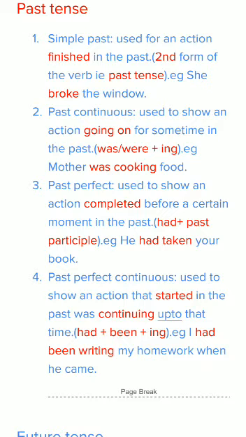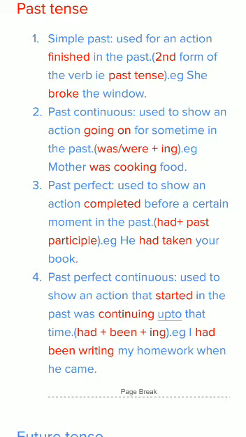The second one under the past tense is the past continuous. We use past continuous to show an action going on for some time in the past. And the rule is was or were plus ing to the main verb. Was is for singular subject, were is for the plural subject. Example, mother was cooking food. Here, the verb was cooking shows that she was still cooking at the time of speaking.